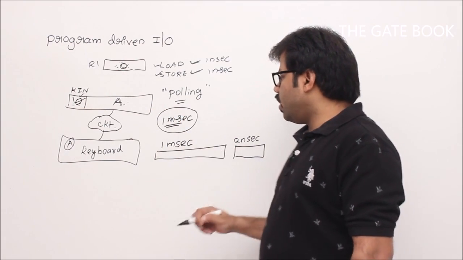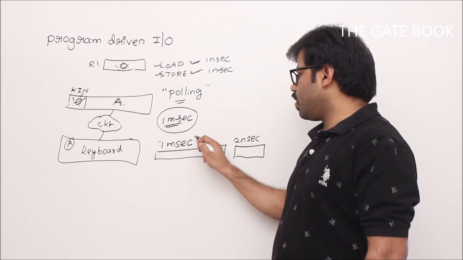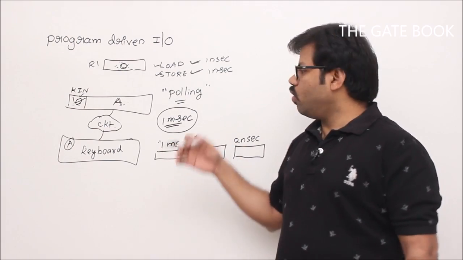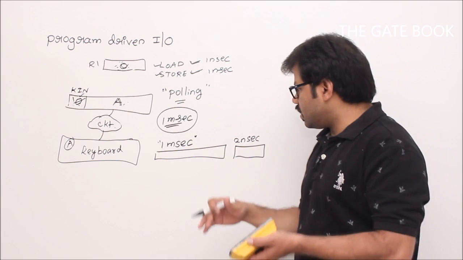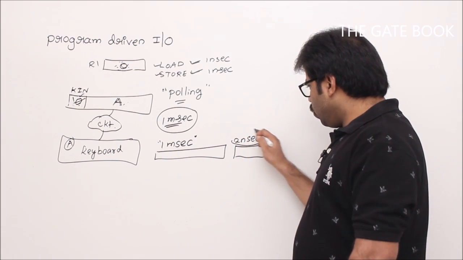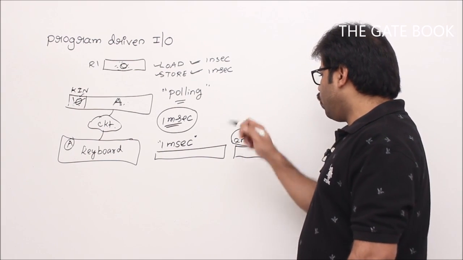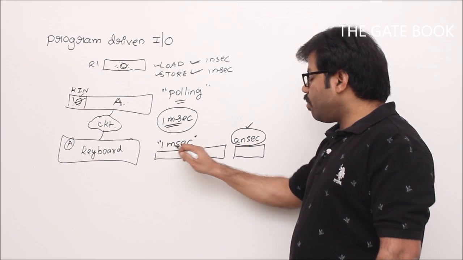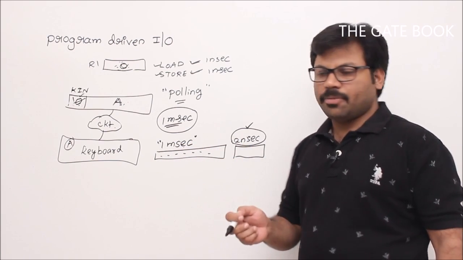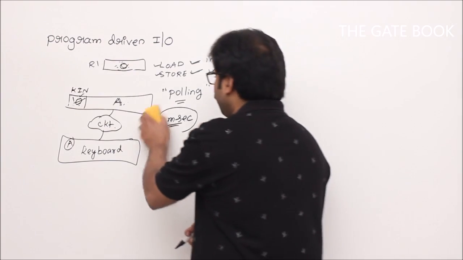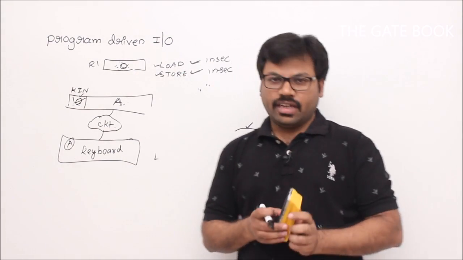So in this model definitely there will be such delay. Of course it's a bad design. Nowadays no one will do it like this, correct? In program driven IO, just 2 nanoseconds of time is fruitful work, but for 1 millisecond you are unnecessarily waiting on that user. How to avoid that? For that we have a concept called interrupts.